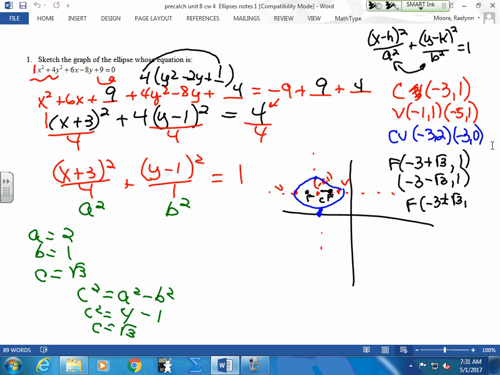So C is from the center to the foci. From the center to the foci. Now, watch up here for 1 second. If you want, A is going to be the bigger number, right? B is the smaller number.